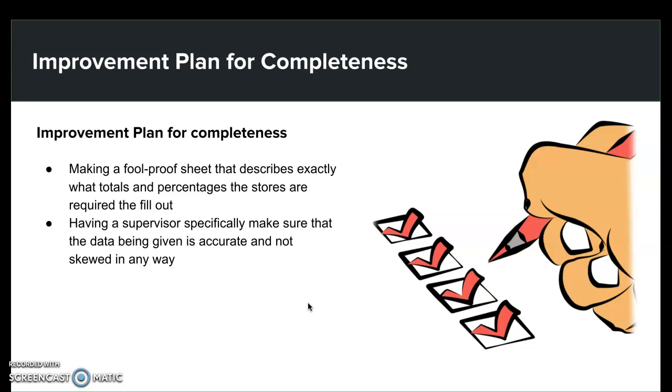And then the improvement plan for completeness: making a foolproof sheet that describes exactly what totals and percentages the stores are required to fill out, and having a supervisor specifically make sure that the data being given is accurate and not skewed in any way.